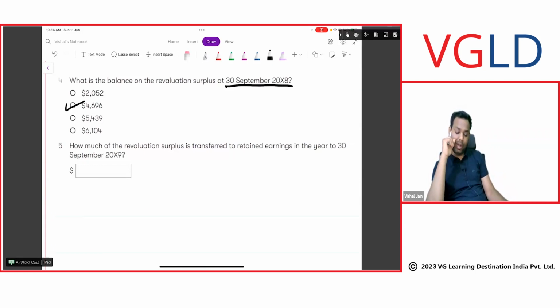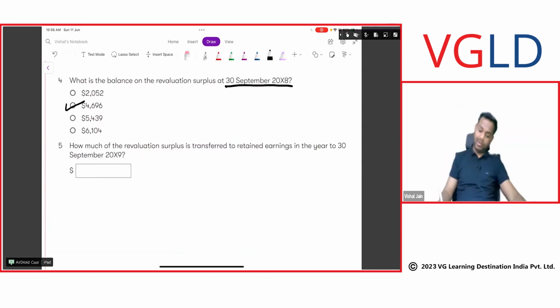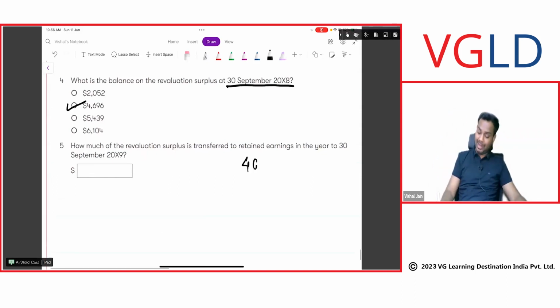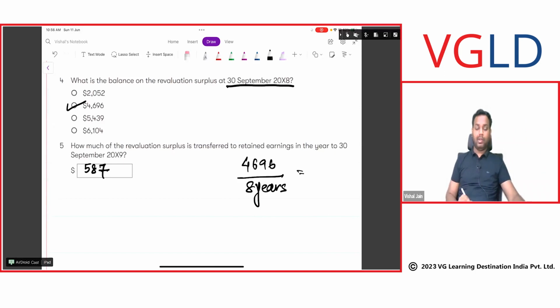What is the amount of revaluation surplus that is transferred to retained earnings in the year to 30th September 20x9? What was the balance of revaluation surplus? 4696. What is the remaining life? 8 years. So I will transfer over the remaining life, which is equal to 587. So this is the answer, done.